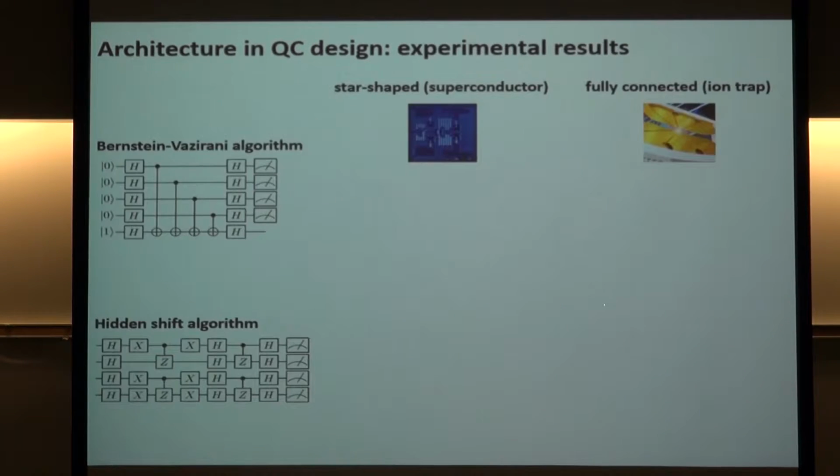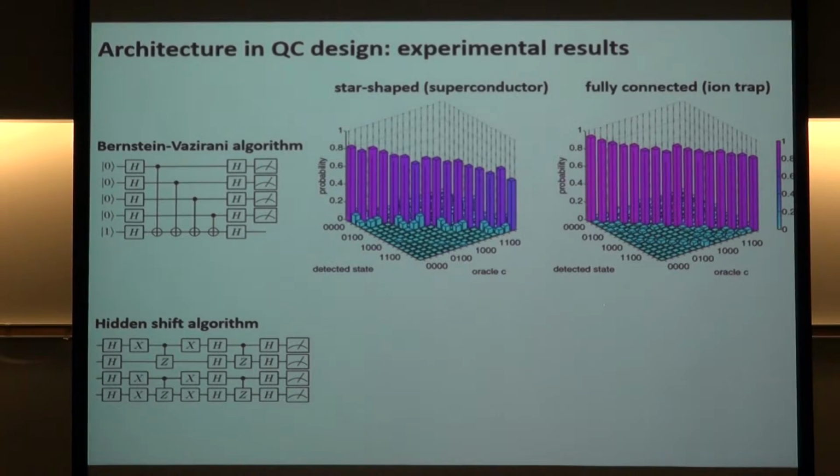Okay, so now onto the actual data. Again, we implement this on both systems. For the Bernstein-Vazirani, this is the circuit again. You can see it maps very well to a star-shaped architecture because all the targets are on the same qubit. And if we run this on both, this is the outcome. You can see this is for all the possible oracles, and you basically get this diagonal, which means a one-to-one correspondence between oracle state and detected state.